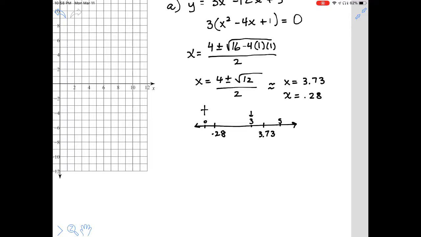If I test a 3 into the derivative, I'm going to get 3 squared, which is 9. 9 minus 12, which is negative 3. Negative 3 plus 1 is negative 2. Negative 2 times 3 is negative 6. So that's negative. If I plug in a 5, 5 squared is 25, 25 minus 4 times 5 is 20, 25 minus 20 is 5, plus 1 is 6. 6 times 3 is 18, so that's positive. So it's positive, then negative, and then positive.